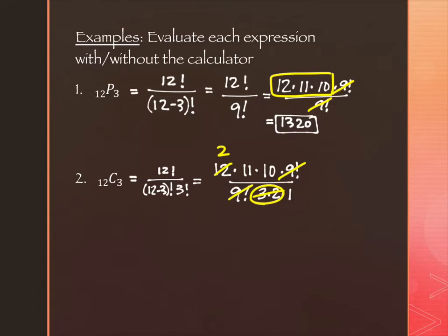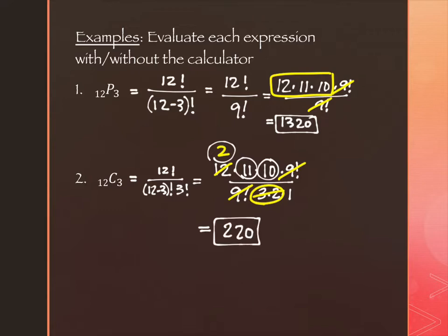And if I do that, then I have 2 times 11 times 10 instead of the 12. And what is 2 times 11 times 10? 220.